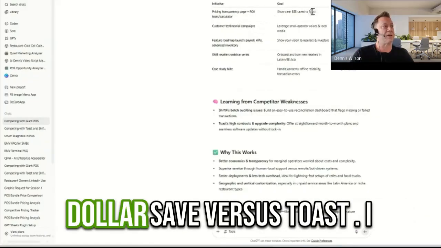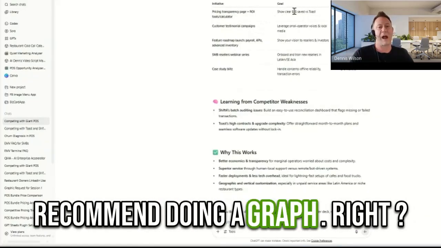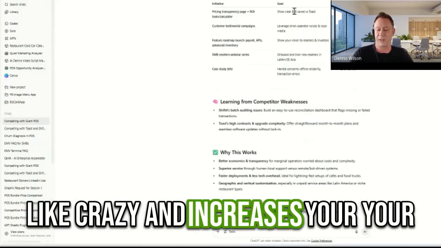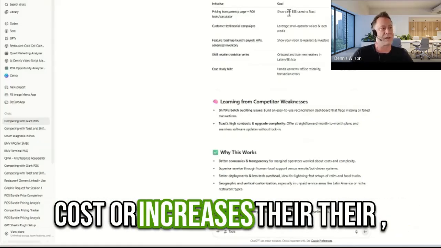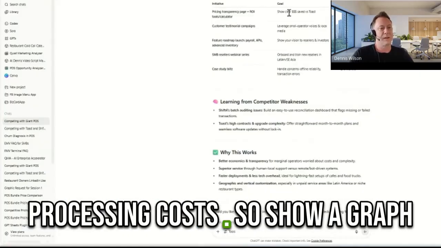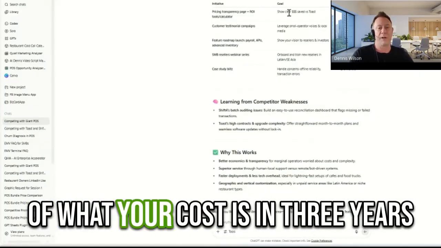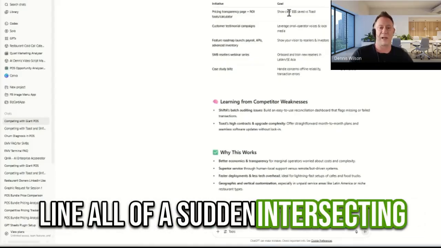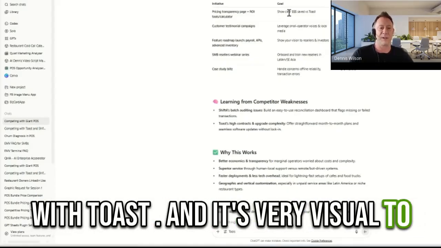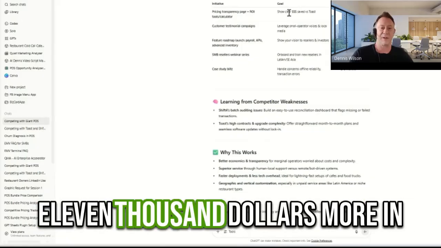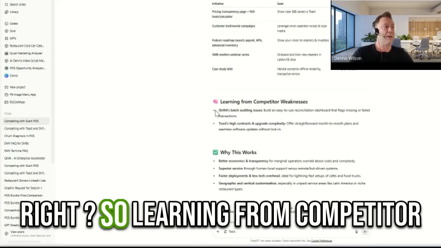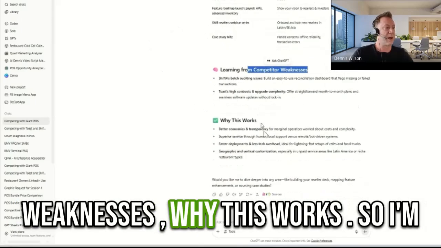Show a clear dollar save versus Toast. I recommend doing a graph. Right, Toast gives a bunch of stuff up front, and then it charges you like crazy and increases your cost, or increases their processing costs. So show a graph of what your cost is in 3 years versus Toast's, and they can see your line all of a sudden intersecting with Toast's, and it's very visual to see that, oh my God, Toast cost me $11,000 more in 3 years. Right? So learning from competitor weaknesses, why this works.